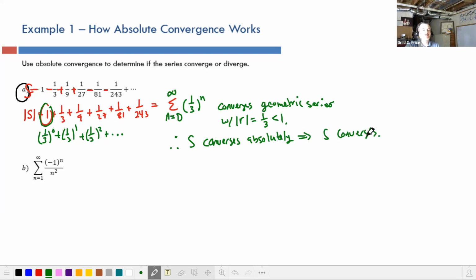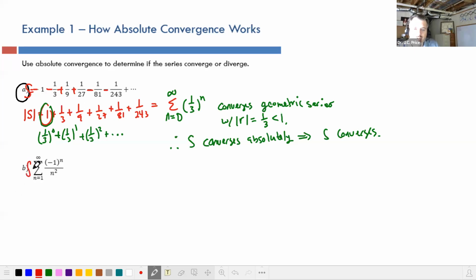All right, so if S converges absolutely, it automatically converges because absolute convergence is like a super strong convergence that implies regular convergence. All right, so before you think too much, let's do it again. So check this out. Again, it's super easy to apply, really.